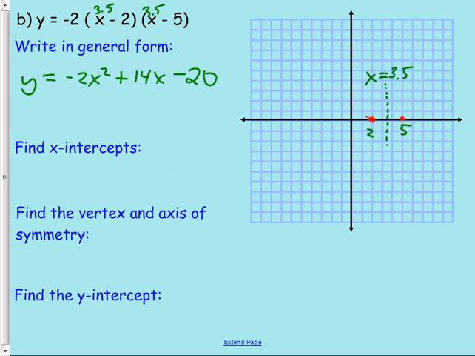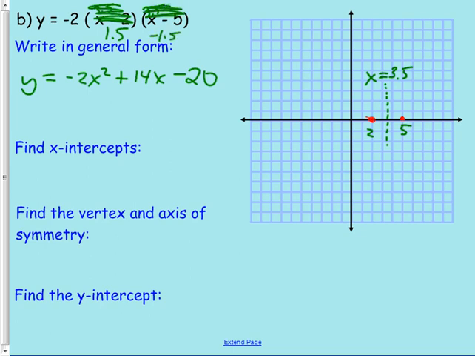So 3.5 minus 2 is 1.5. No, it's not. 2. Was that right? Sorry. 1.5. I had a brain block for a second there. Okay, so that one's 1.5. 3.5 minus 5 is minus 1.5.